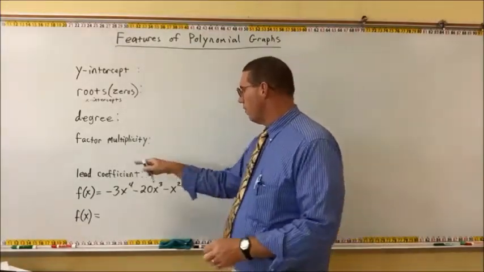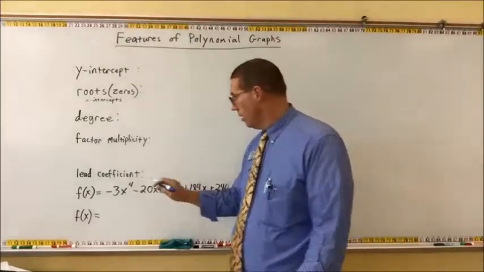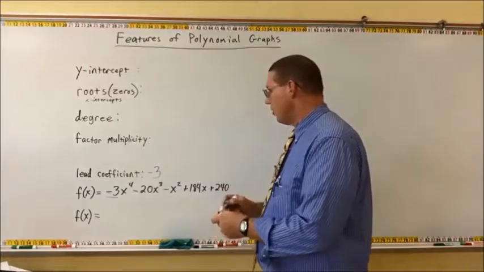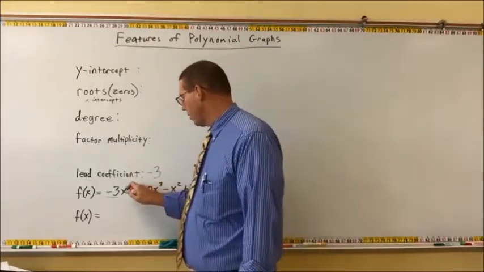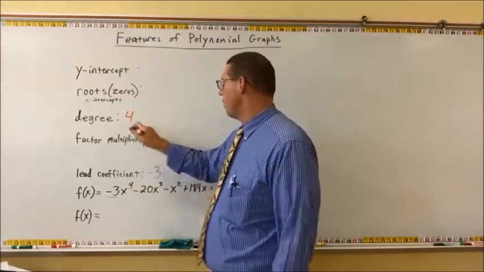What is the lead coefficient of this polynomial? Should be pretty easy. It's right there at the front, right? Lead coefficient here is -3. All right, what is the degree of this polynomial? It's the highest power, right? So the degree of this polynomial is 4.